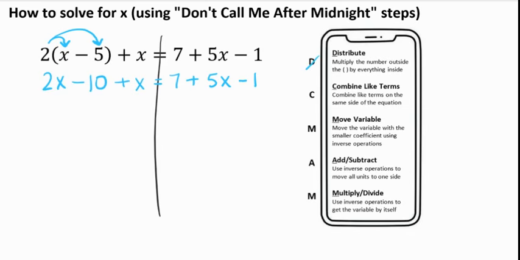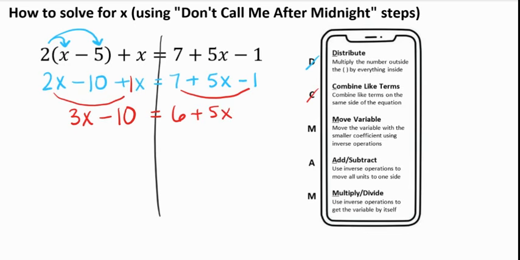Next one is combine like terms on the same side of the equation. For this one, you're only able to combine stuff that's on the same side of the equal sign. So if I just start by looking over here, I want to see on that side what I can combine, and I can see that here I have 2x and x, so I'm going to combine those. With x, there's an invisible 1 in front, so 2x plus 1x is 3x, and then the -10 is just going to come straight down. And on the other side, I see that I have a 7 and a -1, so 7 plus -1 is 6, and then the plus 5x just comes down.